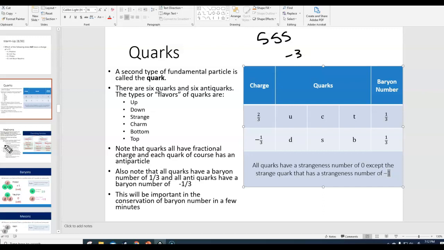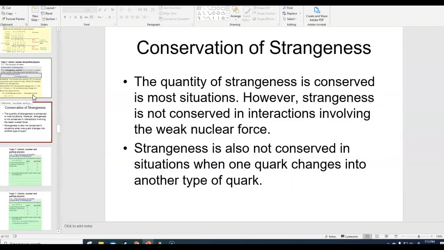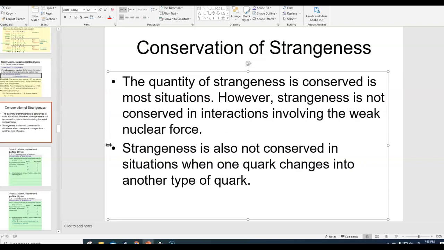And the reason that's important is because strangeness is this concept of something that is conserved in some situations but not all situations. Strangeness is not conserved in situations involving the weak interaction, the weak nuclear force. In situations where one quark changes into another type of quark, strangeness is not conserved. In other situations, strangeness is conserved, meaning it's the same on both sides of the equation.